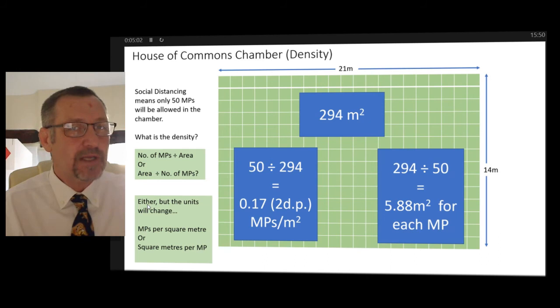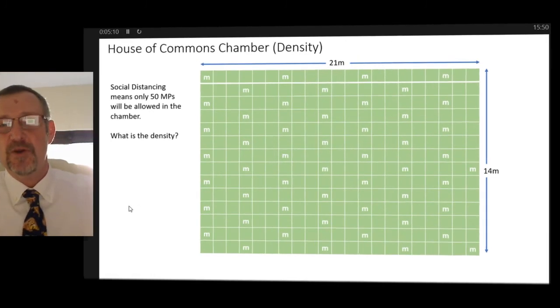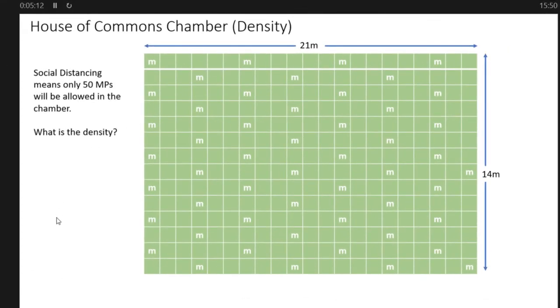Why didn't I put it in brackets? Why haven't I put the 2dp? Well, you do the calculation for yourself and see if you can figure that one out, and you can tell me later. So, giving you a visual idea of what that looks like, if each MP has 5.88 square meters, virtually 6 square meters each, this is the sort of density we'd be looking at in the chamber, in terms of where the MPs would have to sit. And you can see we can probably see that they're going to be about 2 meters apart.